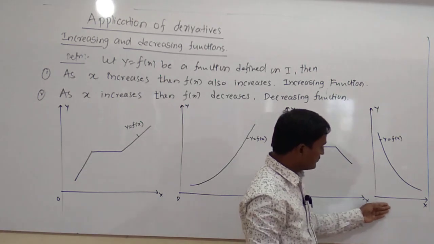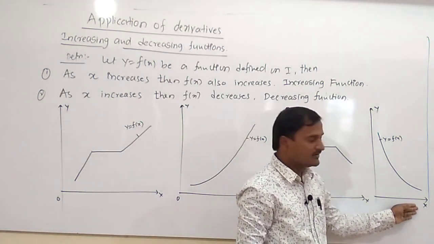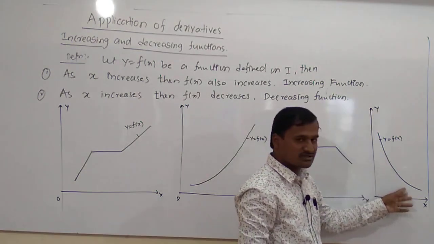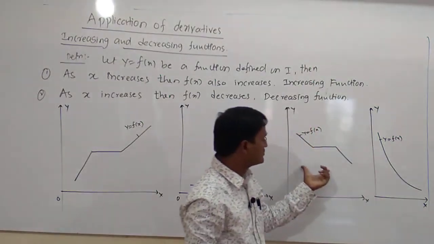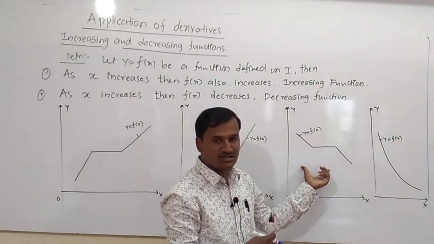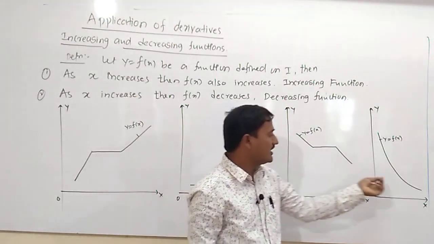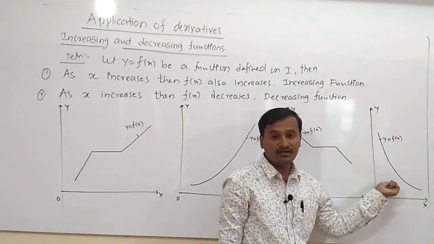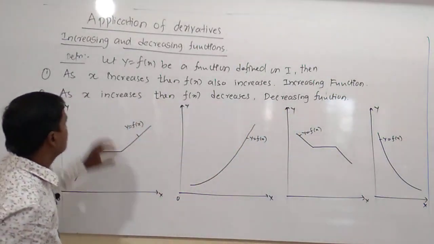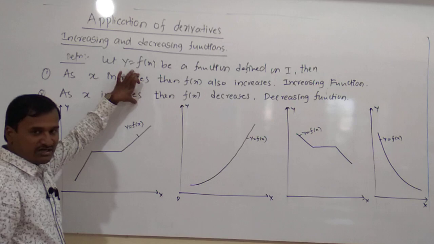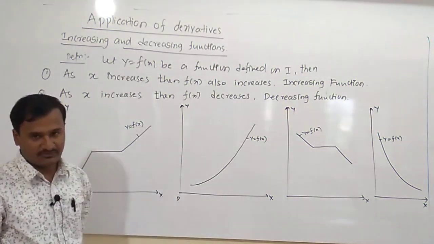Here also, if you increase the value of x, then f of x decreases. Hence these are decreasing functions, and here it is only decreasing, or a non-increasing function, and here we will call this a strictly decreasing function, okay. So this is about the graph. From the graph or from this definition we are explaining this graph, okay.